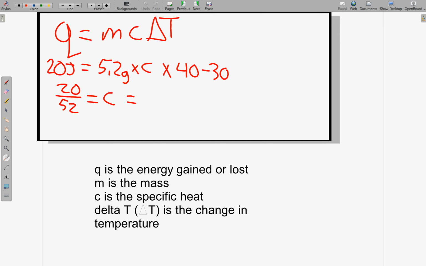Delta is the triangle. It just means that there's a change in something. Delta D would be change in distance. Delta T is change in temperature.